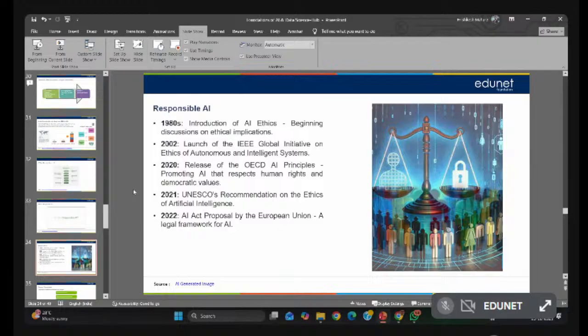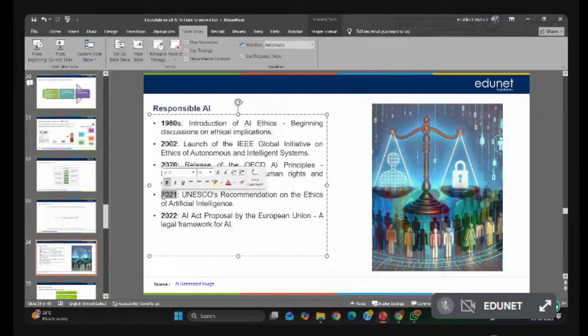See what happened? If I want to create responsible AI, there are some rules and regulations defined by the United Nations. They already defined one set of rules and regulations in 2021. So any organization that wants to work on AI and AI-related fields needs to follow this particular rule.